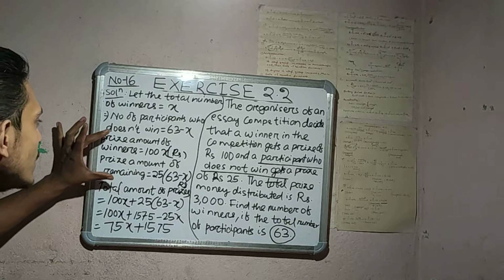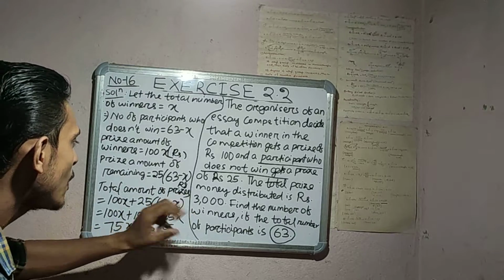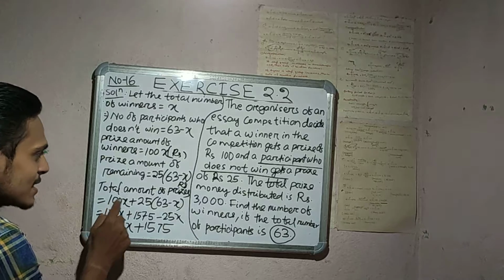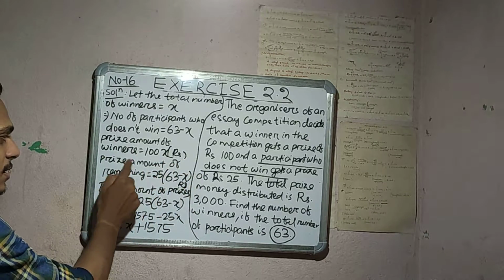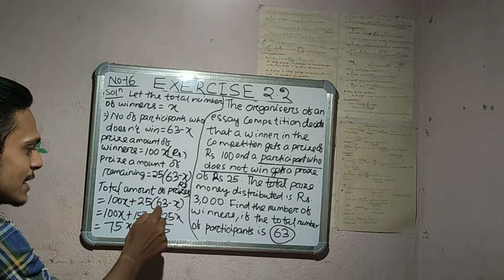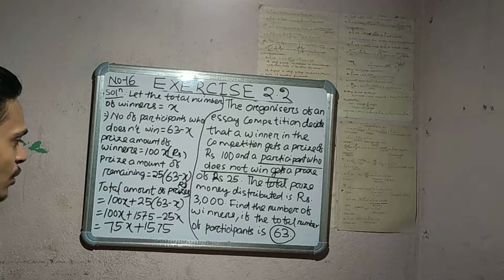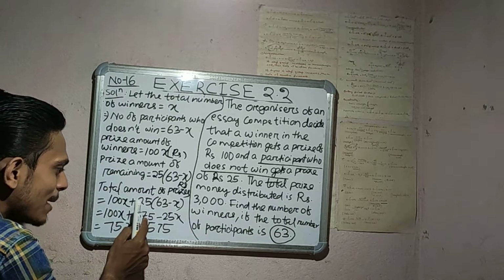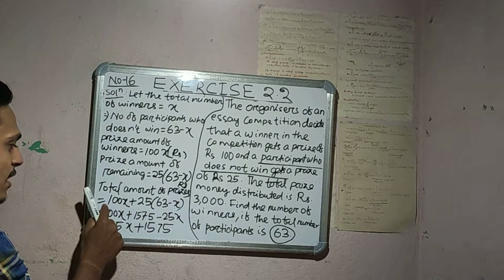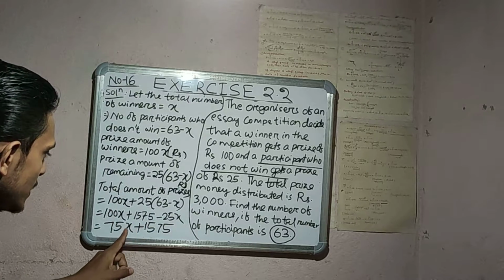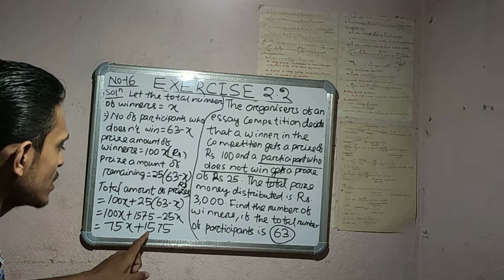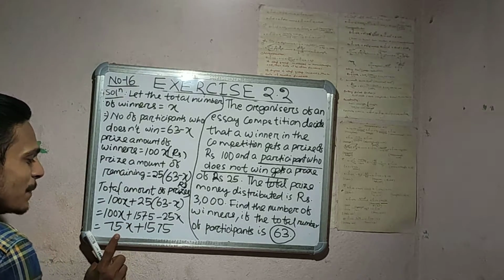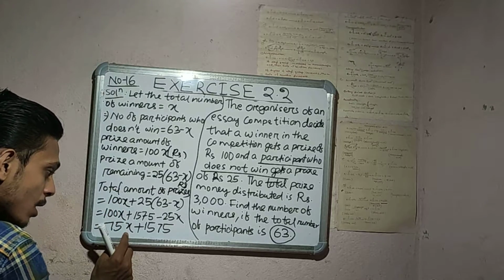So the total prize money is 100X plus 25 multiplied with 63 minus X. Multiplying 25 with 63 gives 1575 minus 25X. Together with 100X, this simplifies to 75X plus 1575. This is the total amount in the form of an equation, in terms of the variable.